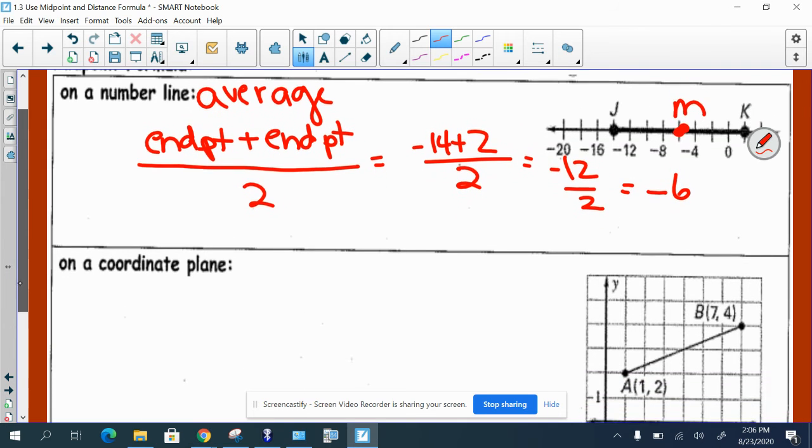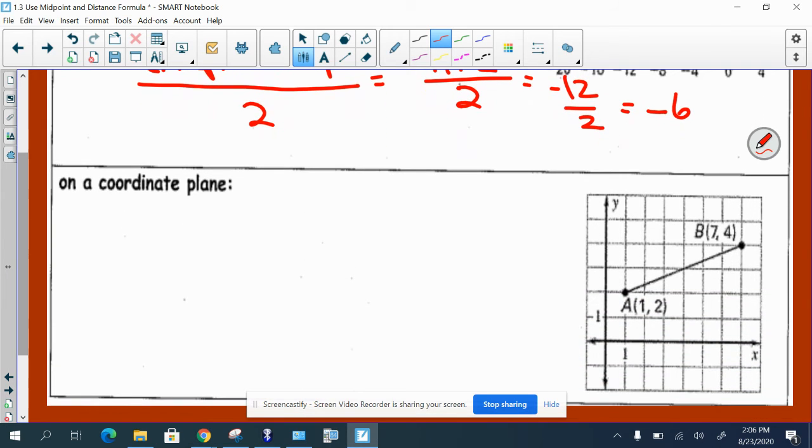Now, it's different on a coordinate plane because in a coordinate plane, each point has a value for x and a value for y. So if you want to find the midpoint, then you would have to take the average of the horizontal distance and the vertical distance. So what I'm going to do here is I'm actually going to draw in a right triangle to represent that based off of the 2 points that I have.